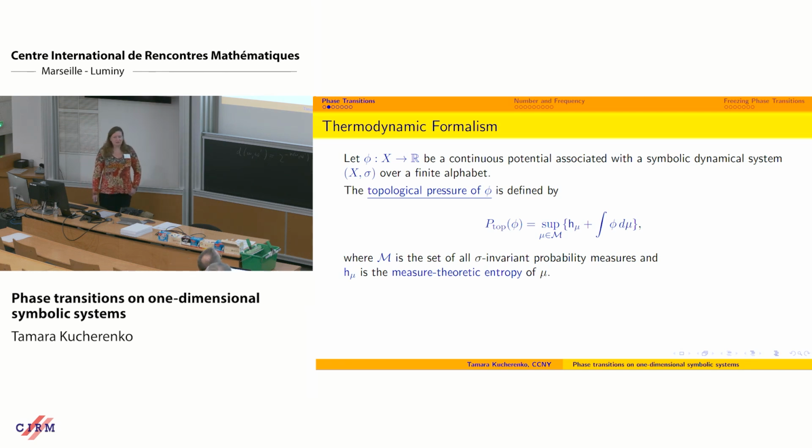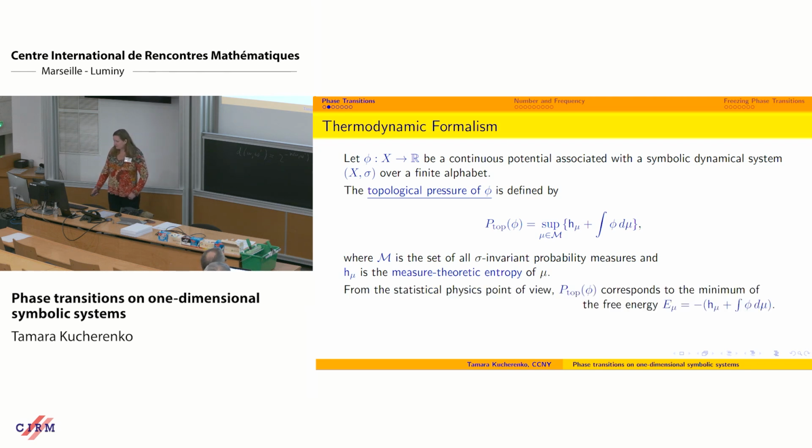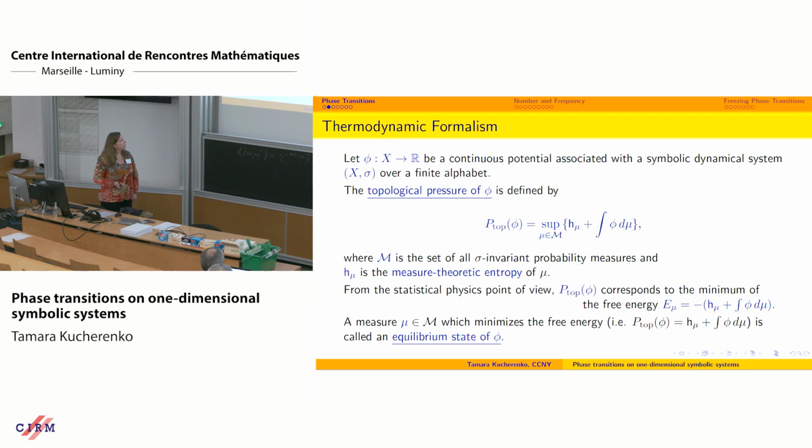Let me give you my very limited understanding of the correspondence with statistical physics. The quantity that stands here is supposed to represent the negative free energy of my system in a state mu. So the pressure actually minimizes the free energies. And once your system reaches this minimum, it's in some sort of equilibrium. The measure which realizes the supremum is the measure which minimizes the free energy, and it's called an equilibrium state of phi. For us on shift spaces, at least one of them exists, but it doesn't have to be unique.